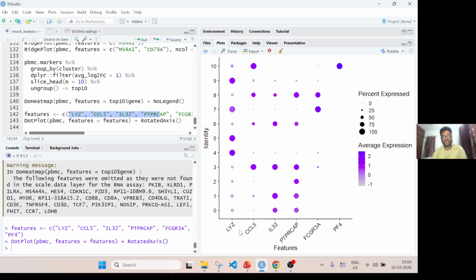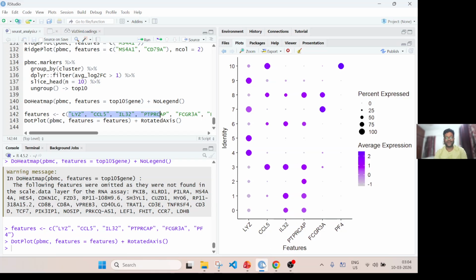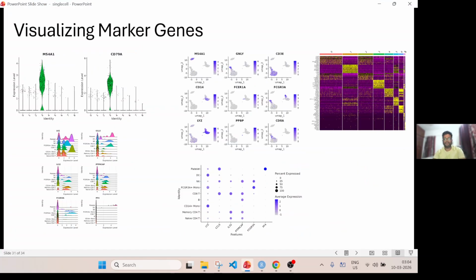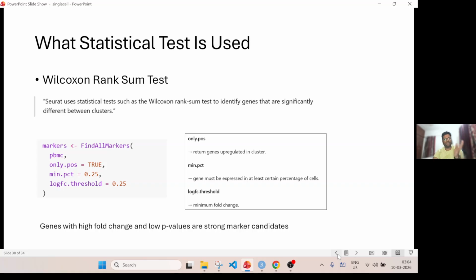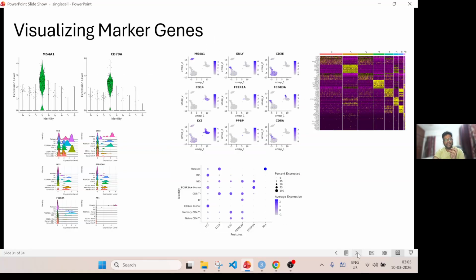Not only are you getting the gene and cluster, but the color tells how much is the expression, and the size of the bubble tells in what percentage of cells those genes are expressed. So in short, after PCA, you do the clustering, then the visualization, then the statistical comparison, and then identify the marker genes and visualize them.